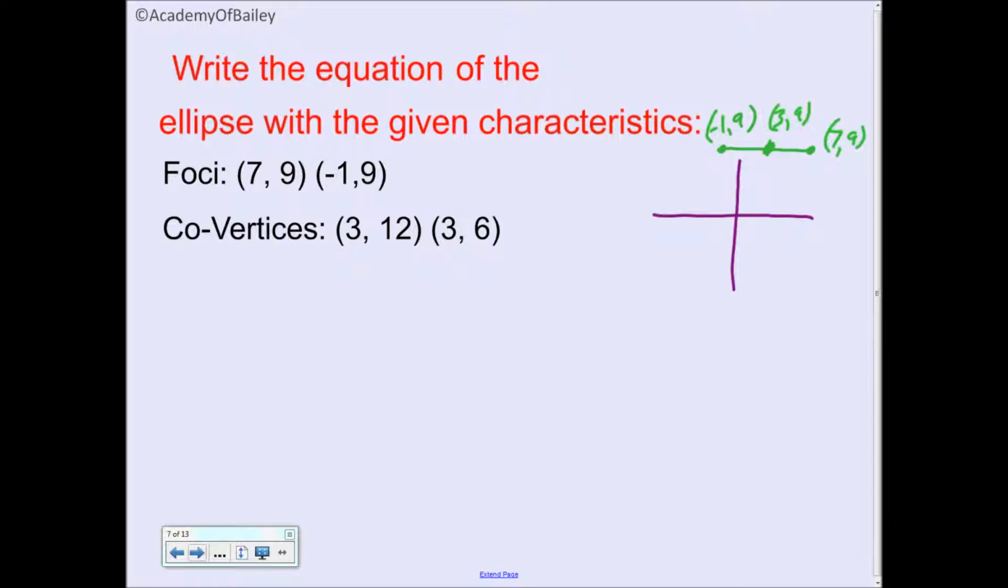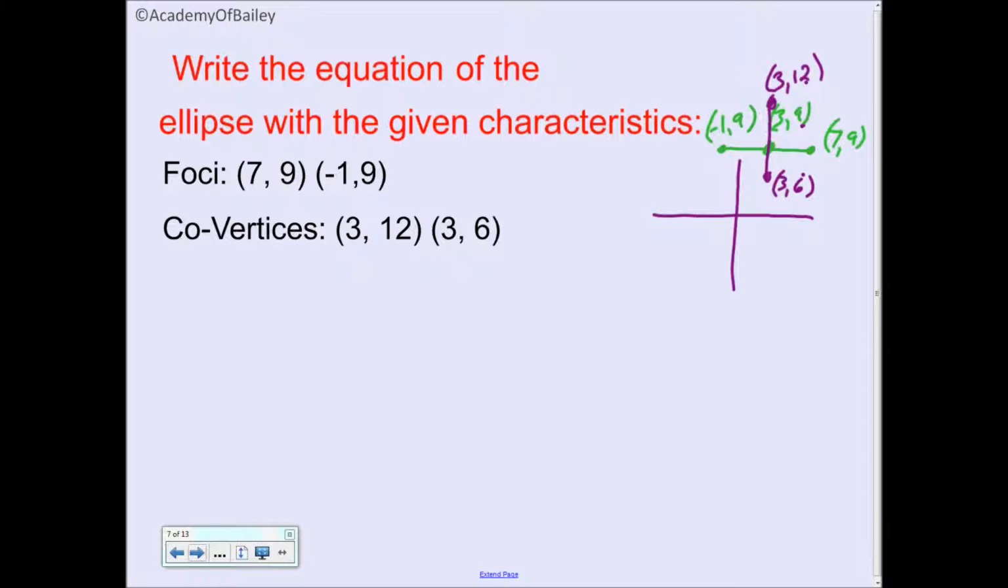The co-vertices, remember, are along the minor axis. So this one's going to be (3, 6), and it's also (3, 12). And doesn't that make sense? Isn't 9 halfway between 12 and 6? Yeah. Okay, so where are we at then?